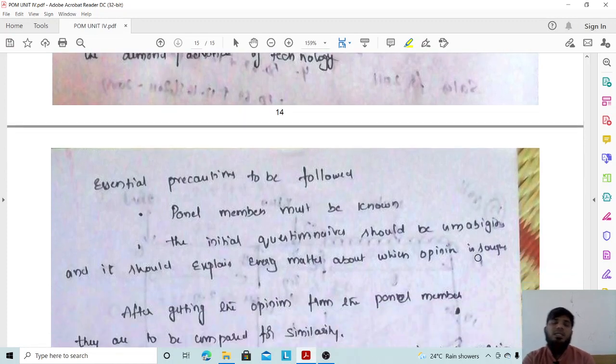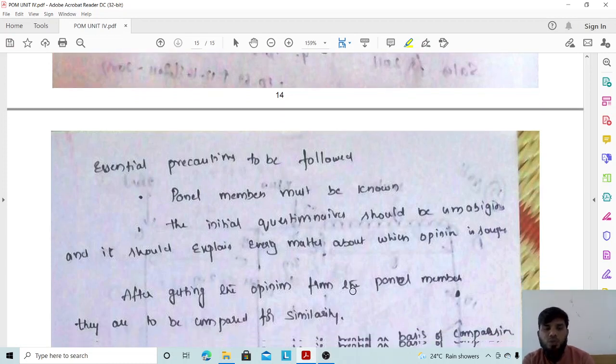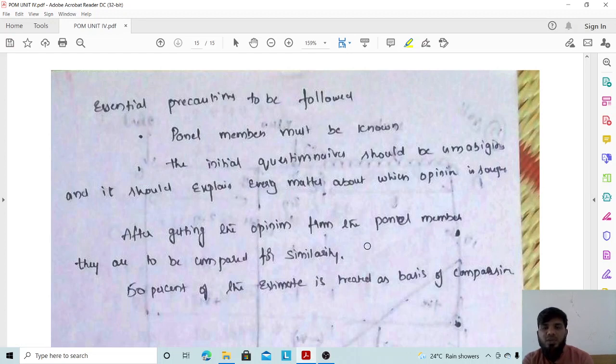Next, the precautions we should take: panel members should be known to each other. The initial questionnaire should be unambiguous. It should not contain contradictory questions. It should be different questions and should explain every matter about which opinion is sought. After getting the opinion from the panel members, they are to be compared for similarities. 50% of the estimate is treated as the basis for comparison.